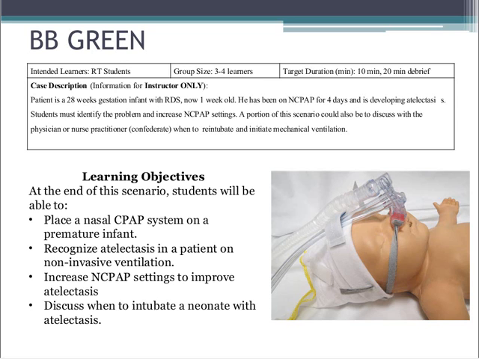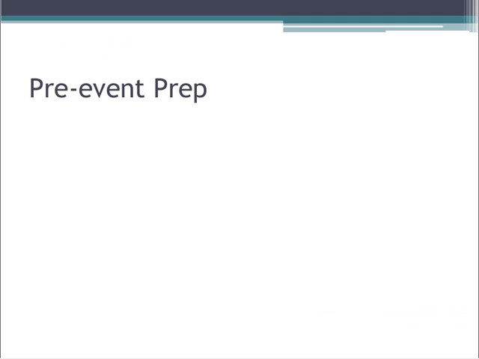And then the next section talks about the learning objectives. So these are the observable objectives that we're hoping at the end that the learner group or individual learner, if you're able to do this sort of in a one-on-one basis, is that you'd be able to see them place a nasal CPAP system on a premature infant, that they would be able to recognize atelectasis in this type of patient. They would recommend increasing nasal CPAP settings to improve that atelectasis, and then would also be able to discuss when to intubate a neonate with atelectasis.